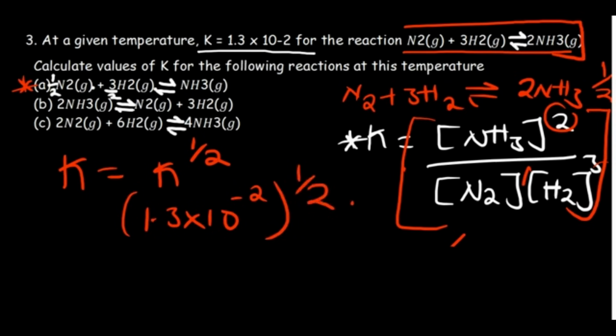So grab your calculator there, 1.3 by 10 to the power negative 2 raised to the power 1 over 2, or 0.5.